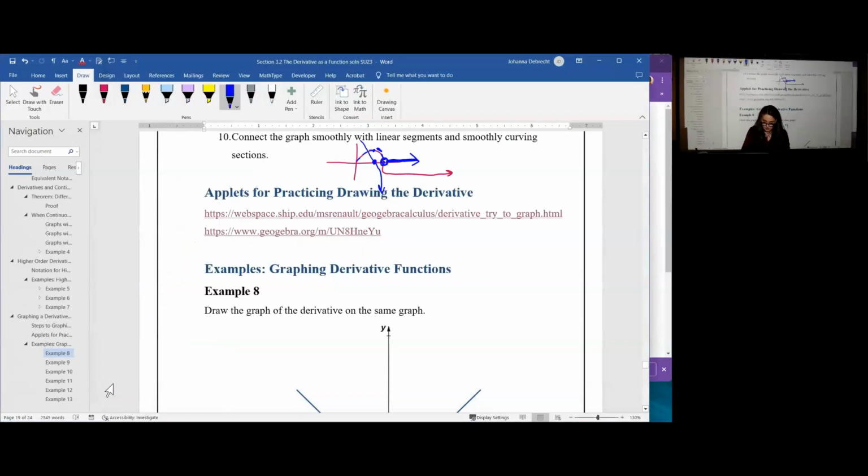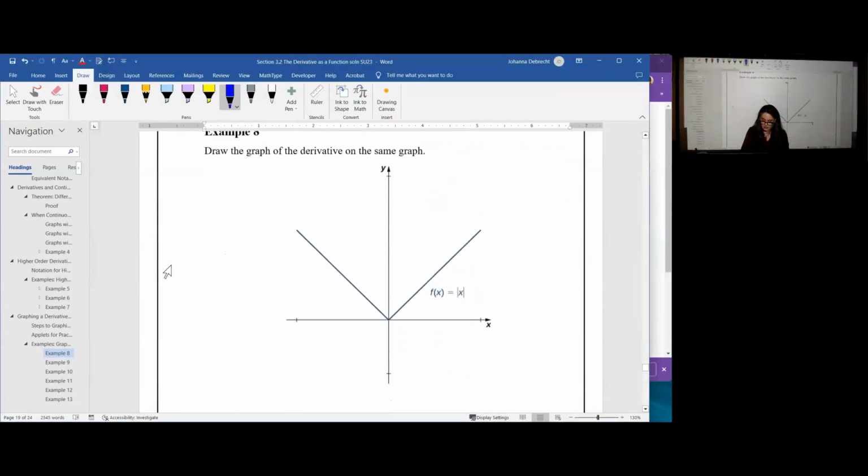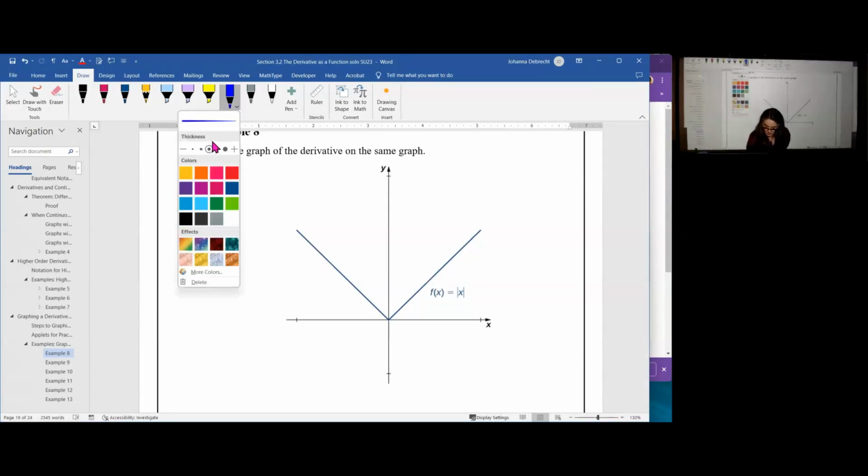Let's now go back to the notes and we'll practice on some different graphs. Let's practice drawing the graph of the derivative directly on here. I'm going to make my points a little bit thicker.